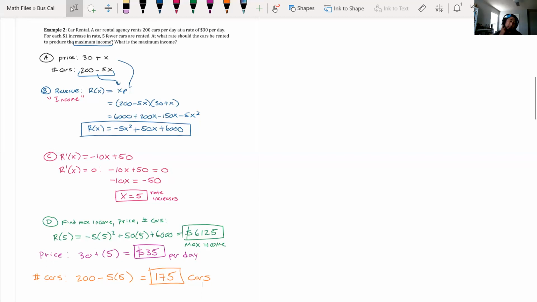Yeah. I guess think of it more from a money perspective. We're trying to get away with as much money as we can by increasing the rate. But of course, if you increase it too much, people are not going to want to rent your car. Right.